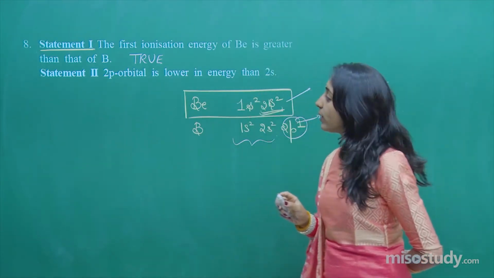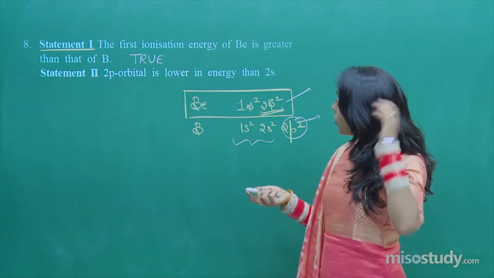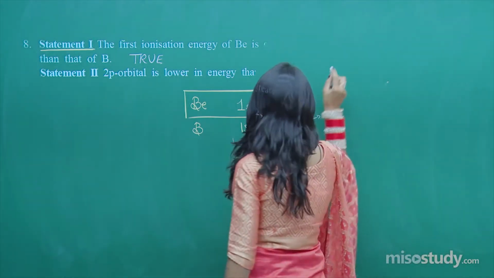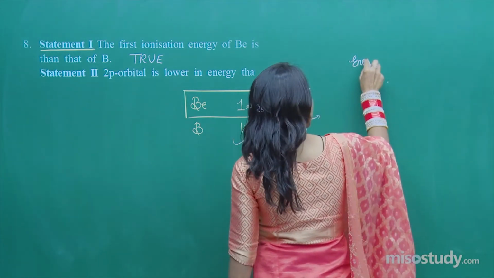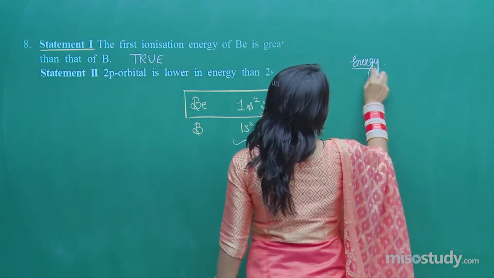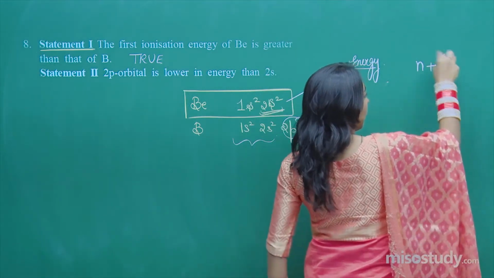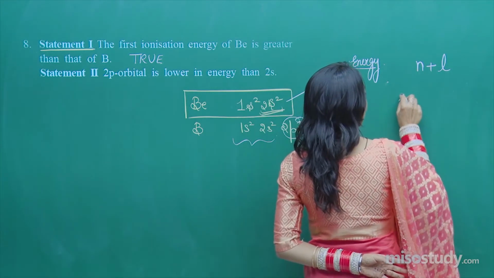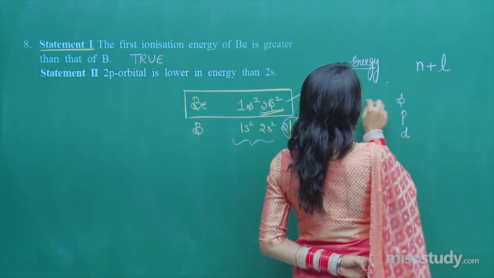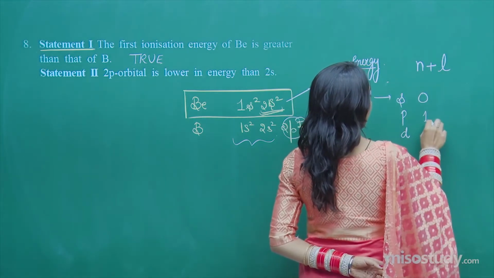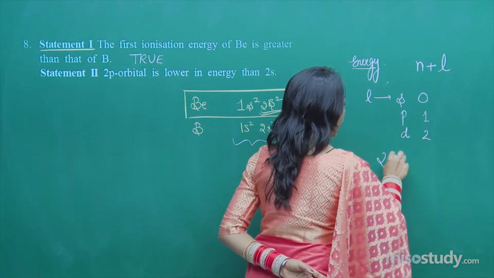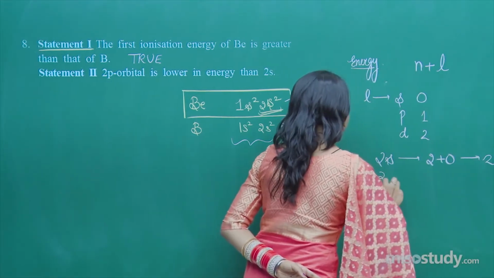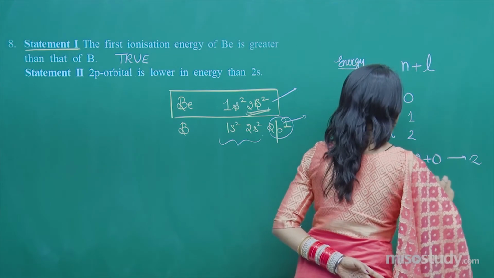Moving on to the next statement, 2p orbital is lower in energy than 2s orbital. This is a wrong statement. See, the energy of an orbital is given by the n plus L rule, right? We have studied this in atomic structure. So if I write s, p, d, the L value will be 0, 1, 2. So if I write 2s, it will be 2 plus 0, 2. And if I write 2p, it will be 2 plus 1, 3.